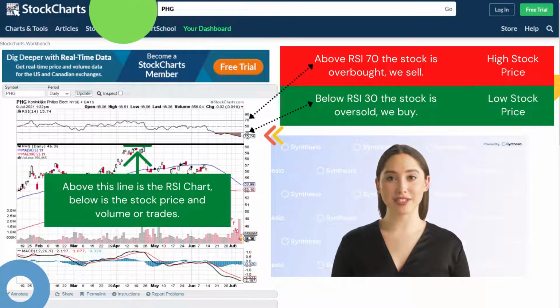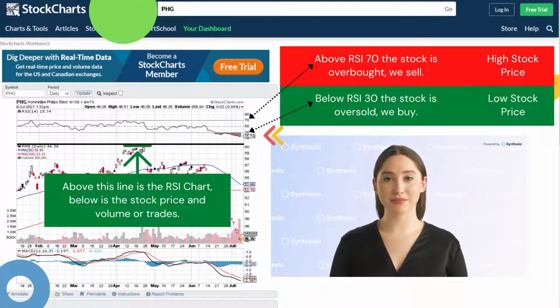As you can see, the top section is the RSI chart. The second part is the stock price and volume. Remember, below RSI 30 we buy, and above RSI 70 we sell. The stock price moves with the RSI level.